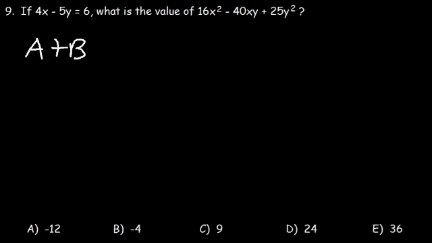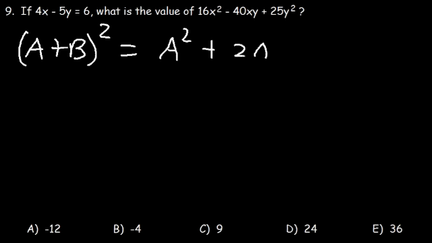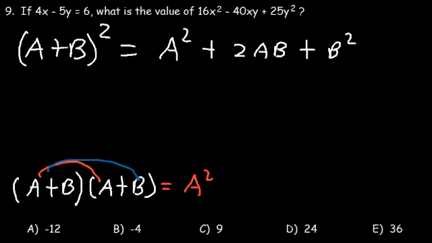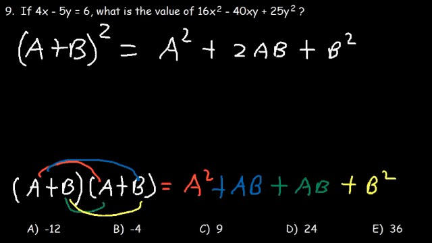(a plus b) squared is equal to a squared plus 2ab plus b squared. So here's the proof. (a plus b) squared is the same as (a plus b) times (a plus b). So if you were to FOIL this expression, a times a is a squared, and a times b is ab, and then b times a is also ab, and then b times b is b squared. So we can add the two terms in the middle, and ab plus ab is just 2ab.